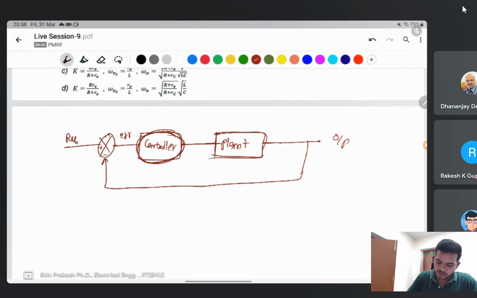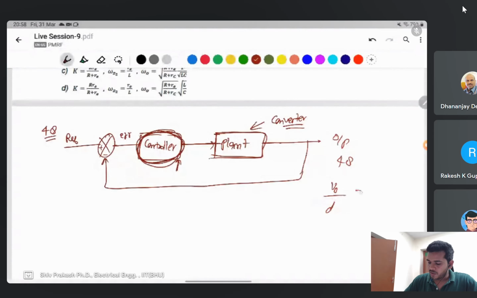If you take an output voltage of 48 volt, this one is the converter, buck converter or boost converter. And this is also the reference given, this is 48 volt, and the controller controls the duty ratio. It means you have the output voltage and the controller gives the duty ratio. Then you should have a transfer function between output voltage and duty ratio. This is the plant transfer function.